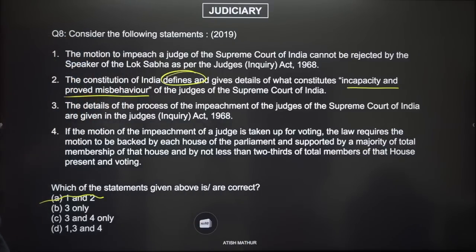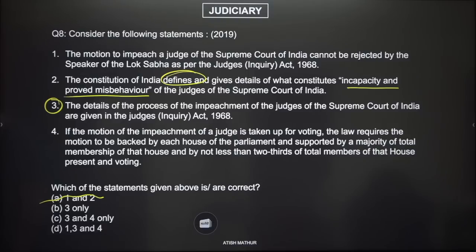Now look at the other options. You've got 3 only, 3 and 4, and 1, 3 and 4, which means the details are given for sure. So that is absolutely correct, which means 3 is definitely correct no matter what. If the details are correct, that is absolutely okay. This is special majority 2. 3 and 4 is definitely correct no matter what.